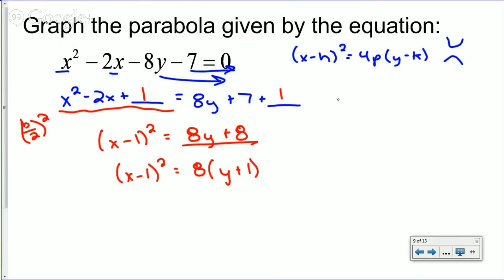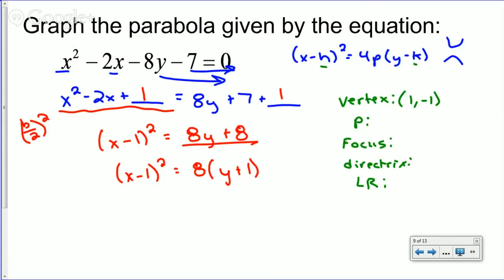And we go through our key things. So vertex, P, focus, directrix, and LR. Okay, so the vertex, that's h, k. So in this case, that's 1, -1. P, I got 8 equals 4P. So P is 2. Go ahead and put down your LR here is 8. And change that to the absolute value there.